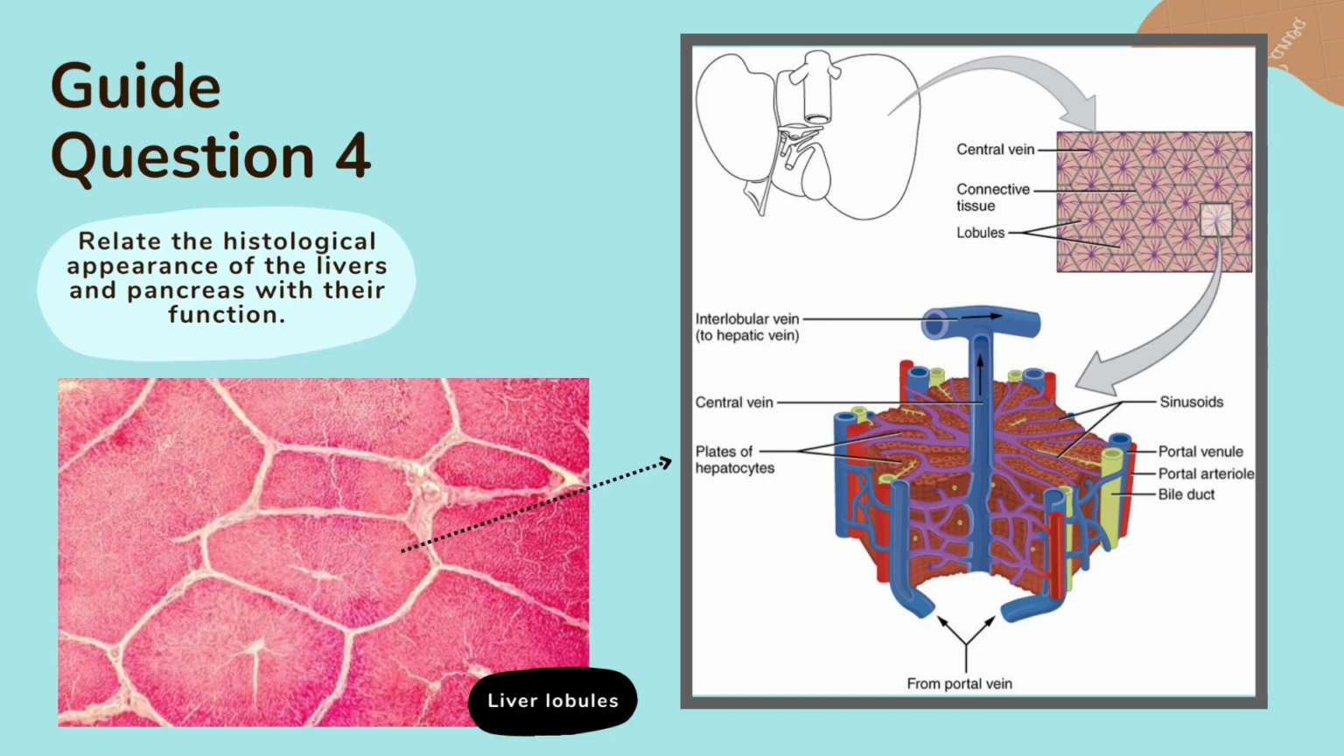For the last guide question, we will relate the histological appearance of the liver and the pancreas with their function. As seen in the PowerPoint, liver lobules have portal triads in each of the hexagonal sides, with a central vein in the middle of the lobule. These portal triads contain a bile duct, hepatic artery branch, and a hepatic portal vein branch. The liver receives 80% of its blood through the portal vein and 20% of the blood from the hepatic artery.